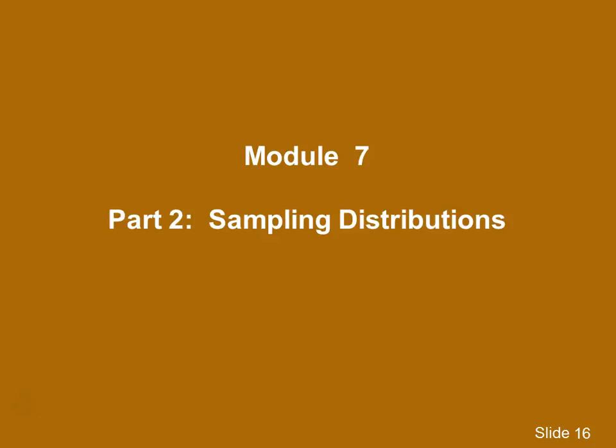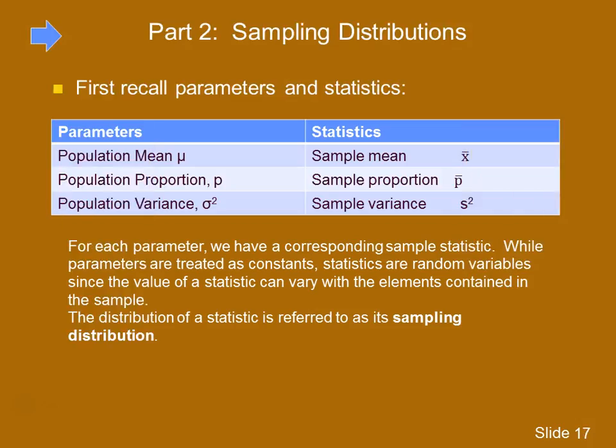Okay, we're back in Module 7, and we're going to start Part 2, which deals with sampling distributions. First, a little bit of a review. Throughout this course, we have talked about various population parameters. For example, we've talked about the mean of a population, mu. We've talked about the variance of a population, sigma squared. And actually, in this chapter, we're going to start talking about population proportions as well.